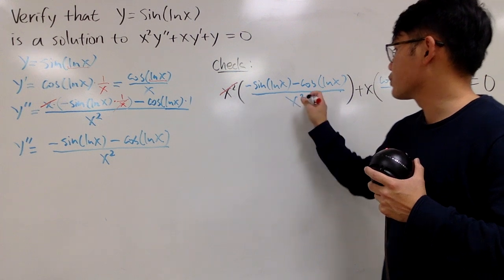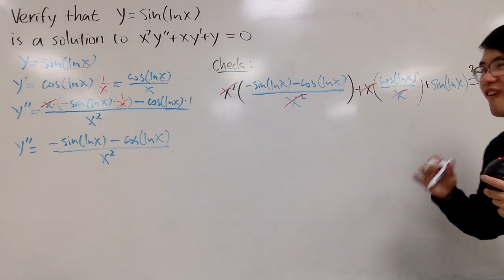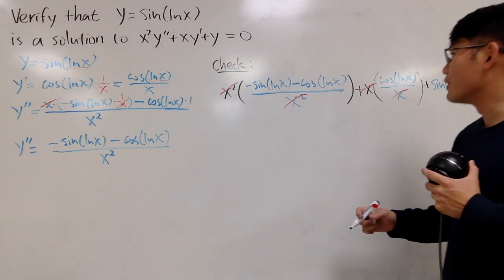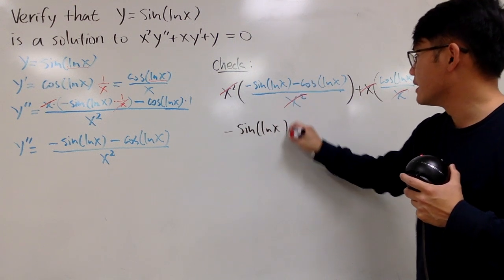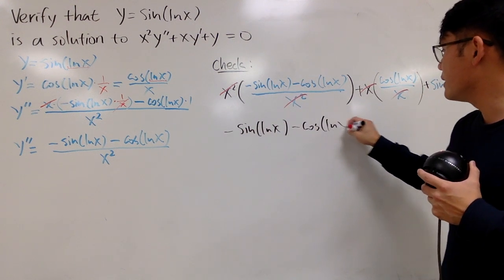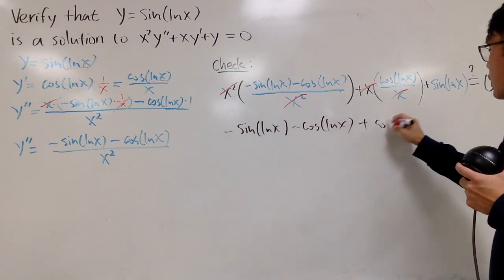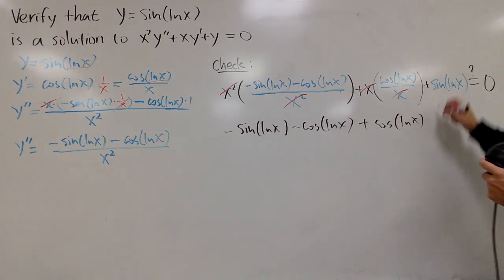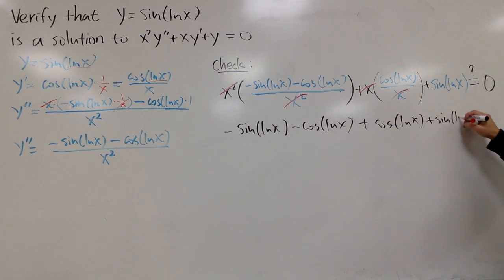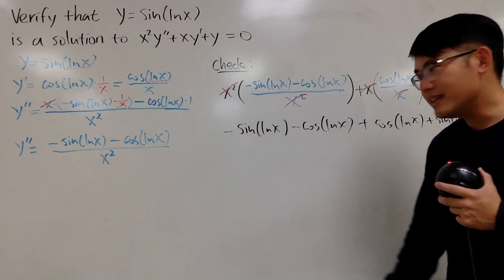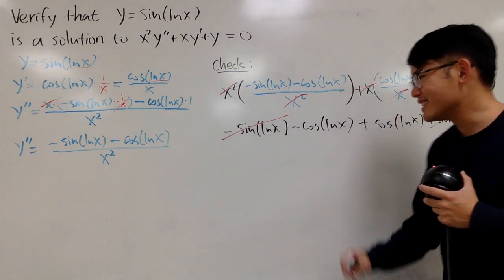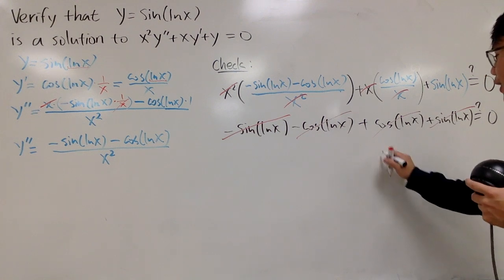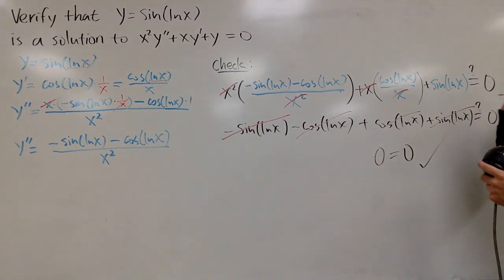Notice x squared cancels, x and x cancel, very nice. And of course, you can see more. This is going to be negative sine of ln x minus cosine of ln x, and then we add cosine of ln x, and then we add sine of ln x. Is this equal to 0? Yes, it is, because this and that cancel. Likewise, this and that cancel. Of course, 0 is equal to 0, so it checks.